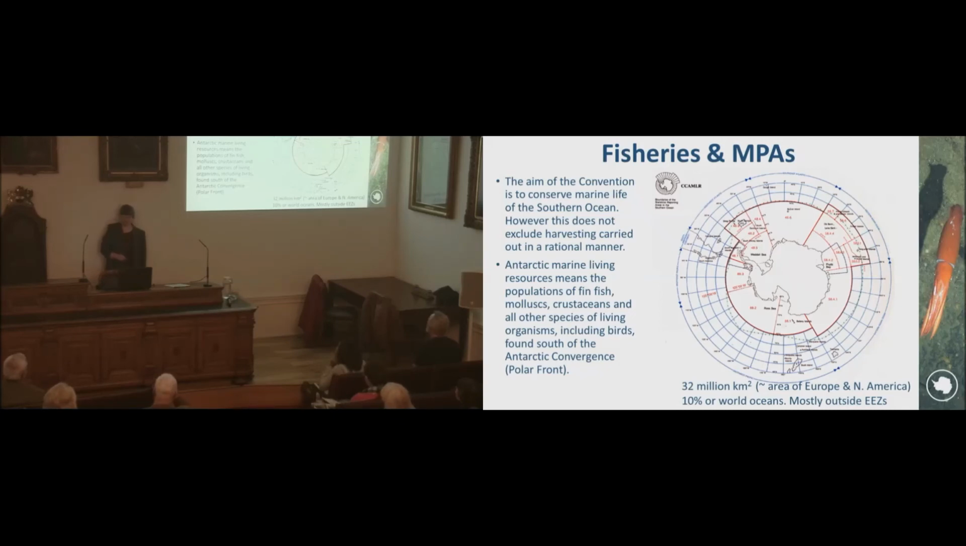The Commission has split the Southern Ocean into different zones, so they can discuss the fisheries in various zones. And this Antarctic fisheries zone is about the size of Europe and North America. It's about 10% of the world's ocean. And at the CCAMLR meetings, you have about every country in the world trying to have their say and potentially get their take of Antarctic fish.